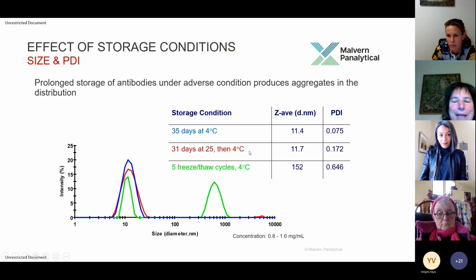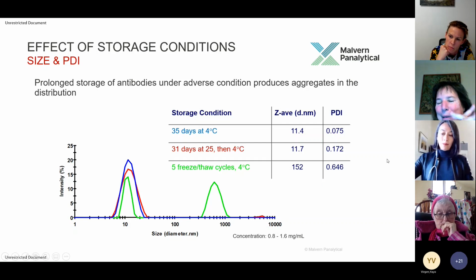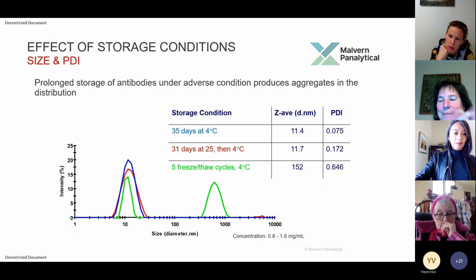A few aggregates, 1 in a million, a few in a million, a few in a billion, do show up, and they are shown in things like the PDI or a tiny little aggregate out here that you would like to maybe ignore. It's there, and it's showing up.